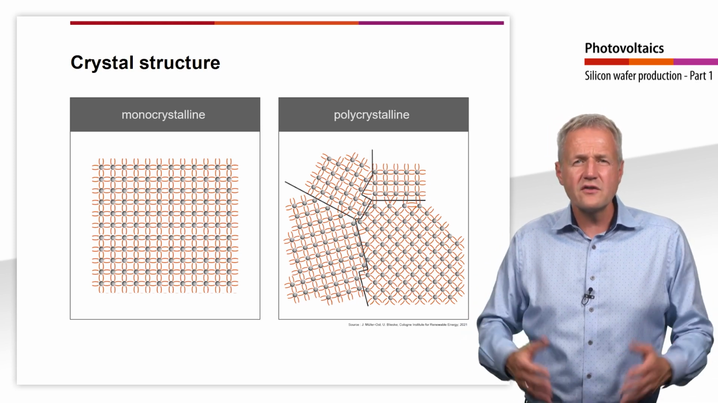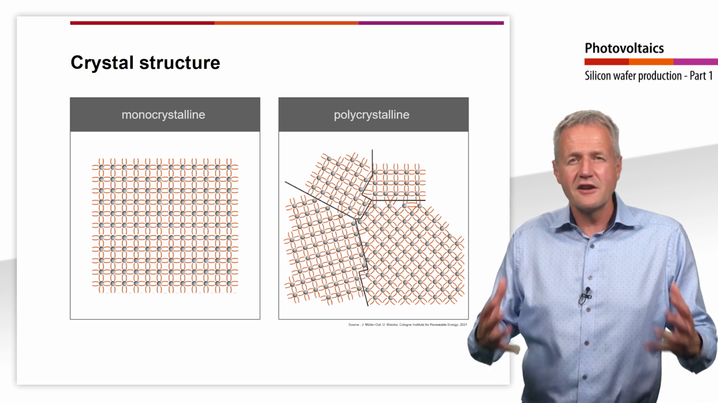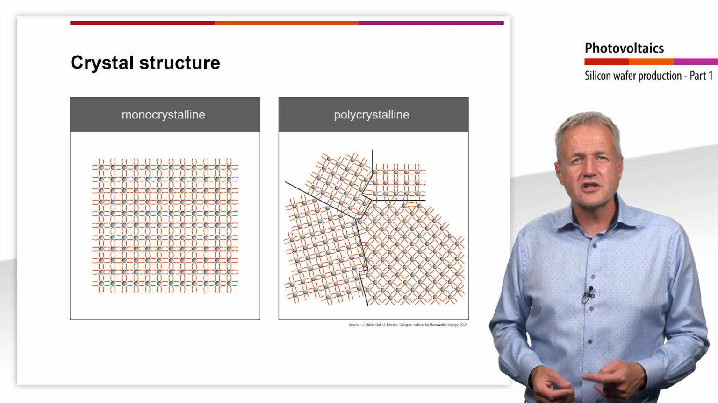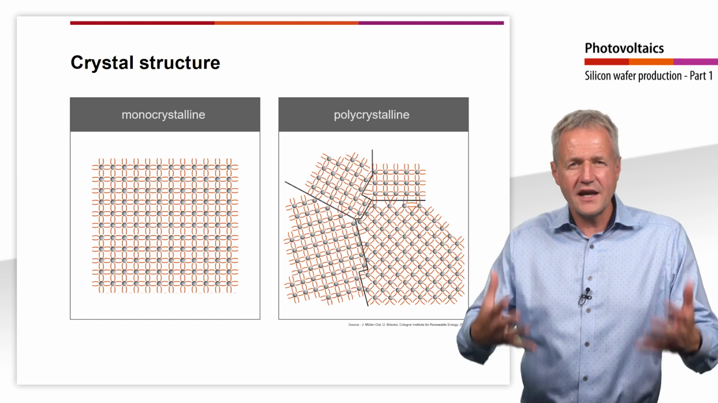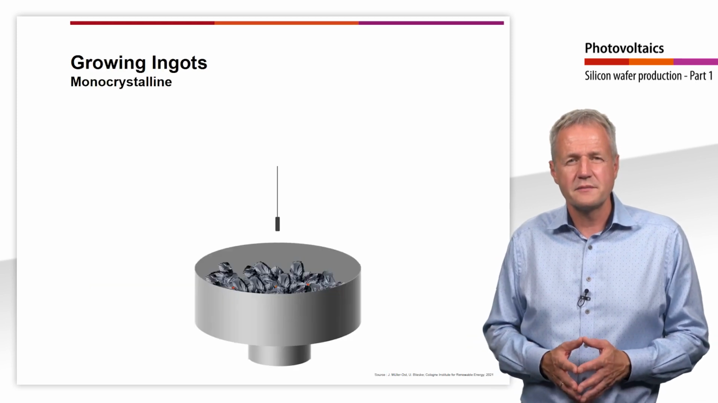In order to reduce the recombination probability in silicon, the crystalline structure of the silicon is therefore changed in the next process step.